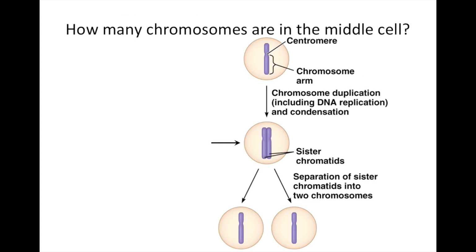So the end of this presentation has just a few questions just to make sure you understood. So let's go through these. How many chromosomes are there in the middle cell? This one. Are there 1, 2, 4, or 8? Okay, hopefully you said 1, because even though it has 2 sister chromatids, we consider that to be 1 duplicated chromosome. If you had to count chromosomes, which you might on a test, you would call that 1.